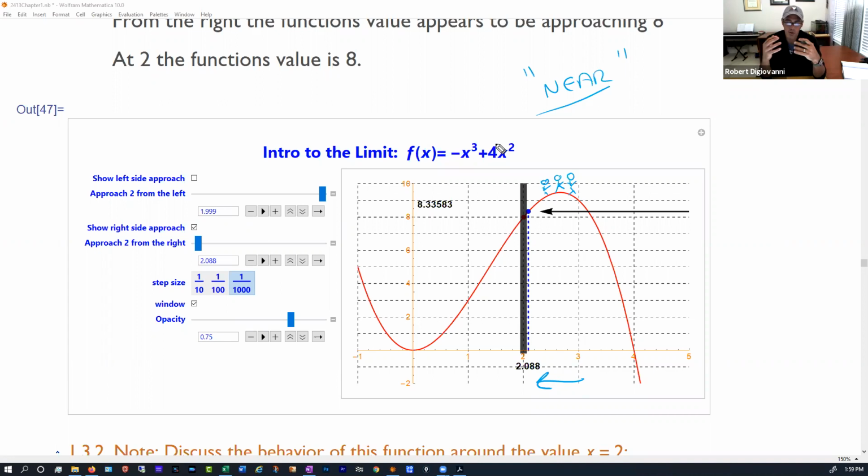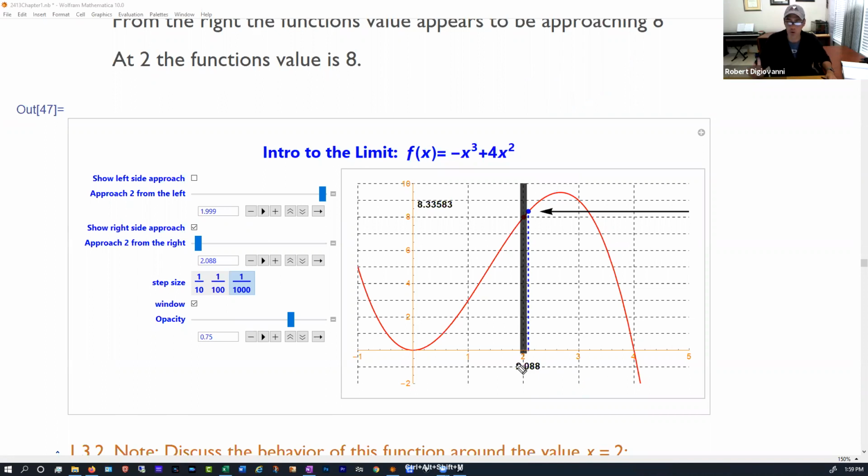So near is subjective. And we're going to wave our hands at that in this class, all right? Mathematicians have to deal with that later, and we have precise ways of dealing with it. But in this class, when I say near, it's going to be what you would think is near. Like, do you think that 2.088 is near 2? Yeah, we're just going to say it is. We're not going to say, well, it's relative. We're just going to accept it.